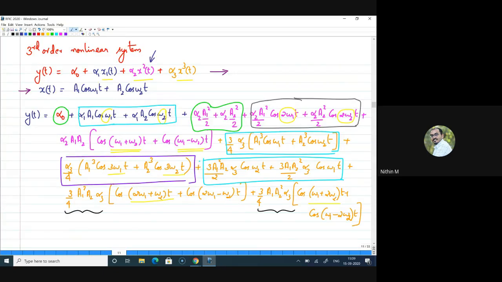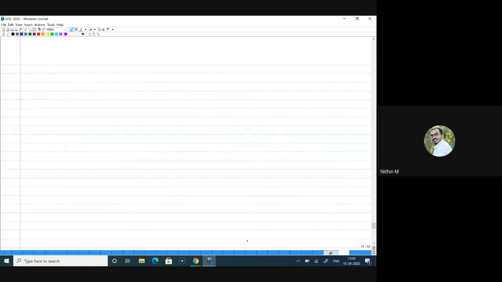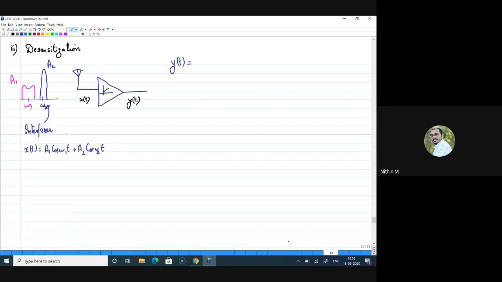If the input is a1 cos omega 1t plus a2 cos omega 2t, I will definitely get a lot of components. Again, we are not looking at the harmonics or the intermodulation products. We are looking only at the fundamental gain term and how it is affected because of the presence of this interferer. I hope you are getting clarity on what I'm talking about here.